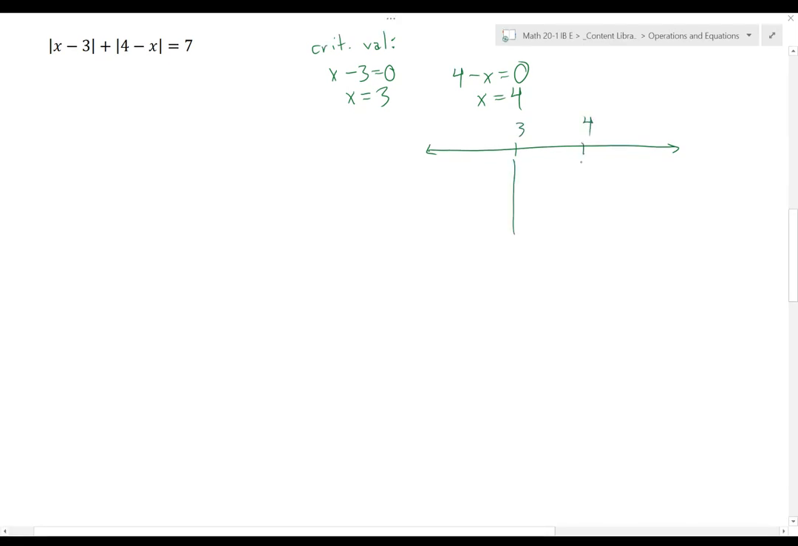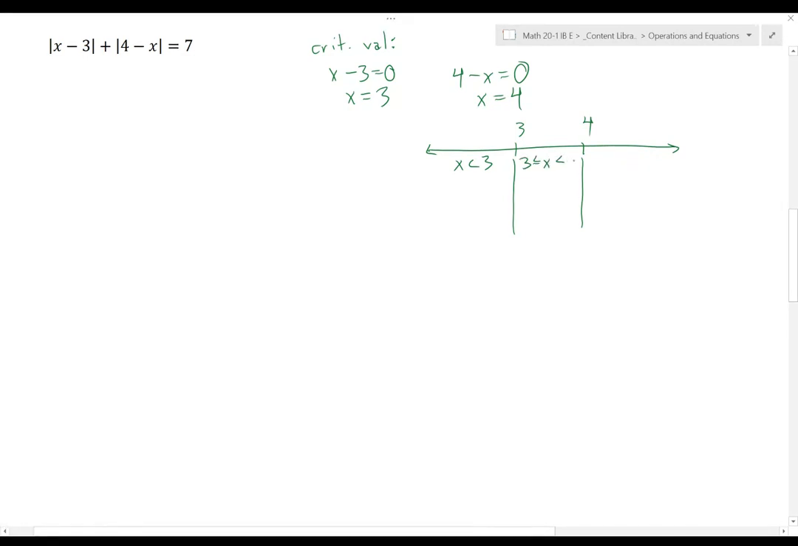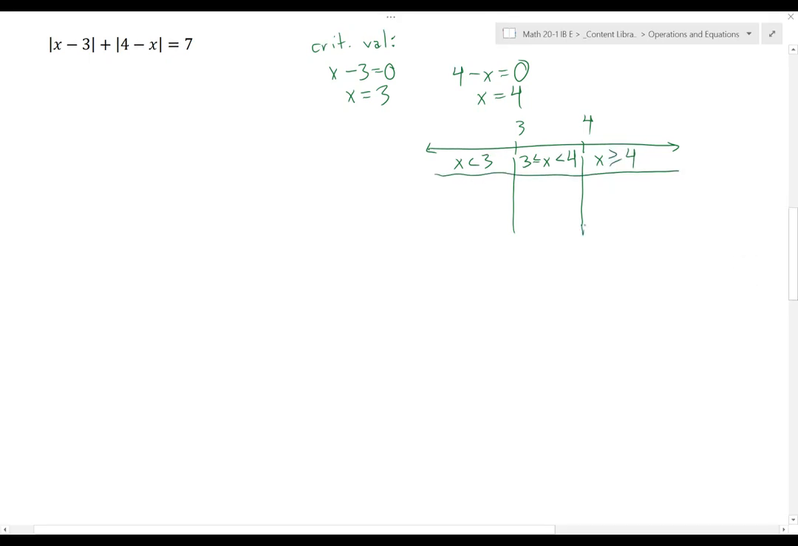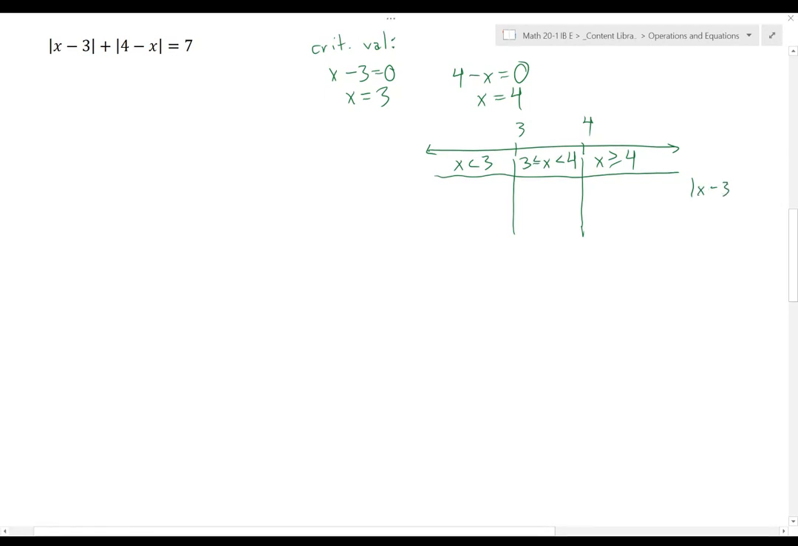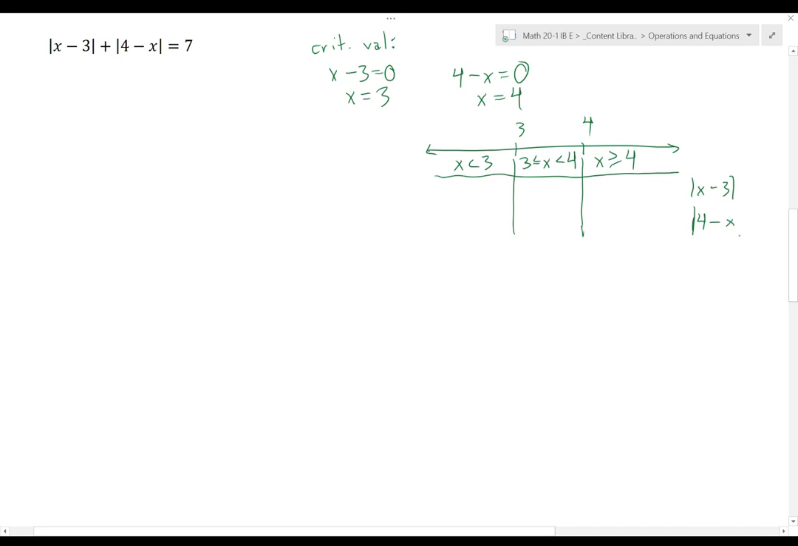So I've got values of x that are less than 3. I've got values of x that are greater than 3 but still less than 4. And I've got values of x that are greater than or equal to 4. So 3 intervals. And in each of these intervals, I decide what is happening with x minus 3 and what is happening with 4 minus x.